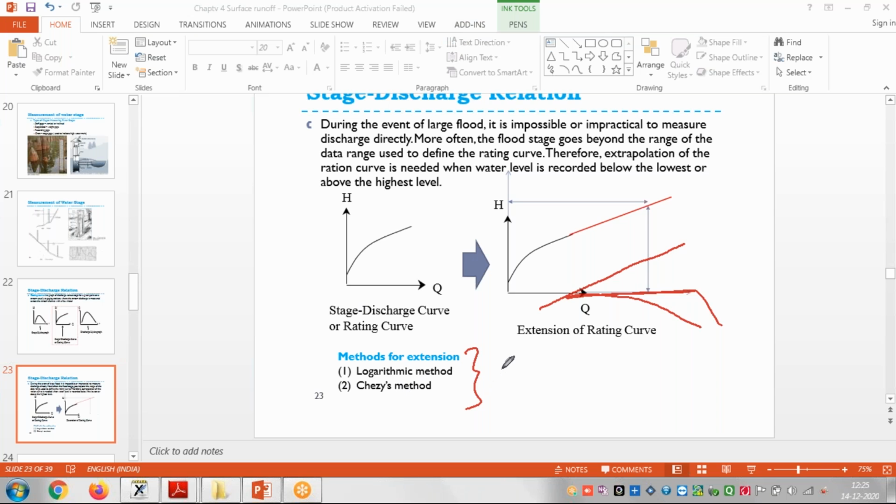We can do this with these two methods, the logarithmic method and Chase's method. We will not go into that detail. Just remember that based on the data, we had the data of say from 0 to 6 hours, whatever the discharge collected, or height collected. Here we are talking about height, stage discharge measurement, right? So here we are talking about stage discharge measurement. This can be predicted with these two methods.